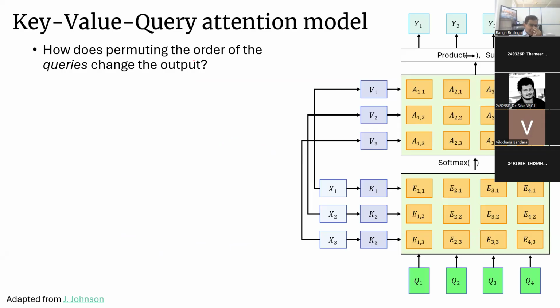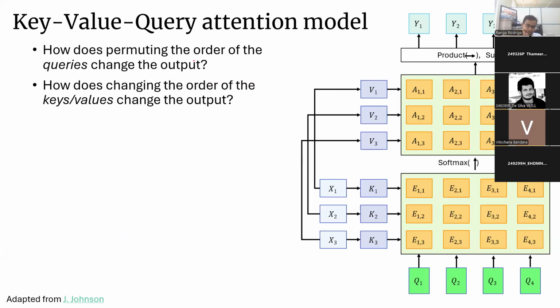How does permuting the order of the queries change the output? If you change the order of the queries, this means Q values, it doesn't matter because correspondingly all others will change. But how does changing the order of the keys and values change it? If you change the order of the keys and the values together, there's no problem. But if you independently change the keys and the values order, there's a problem.